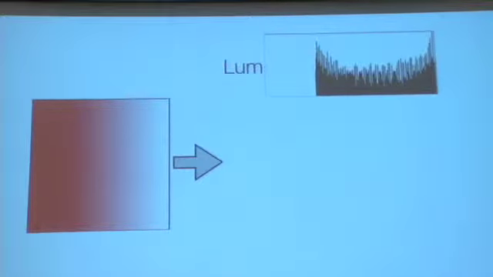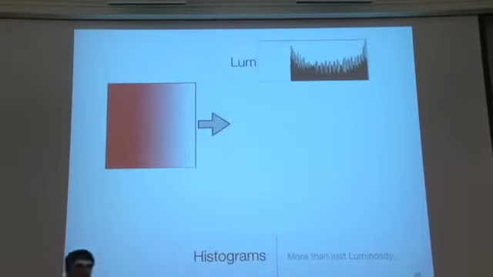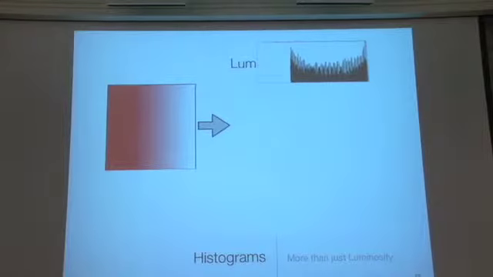Okay, now you can imagine that, I did mention that we have several different types of histograms, more than just luminosity. So hopefully this histogram makes sense to you. But what if we had a histogram that was just showing us the red color, only red? What would that look like?